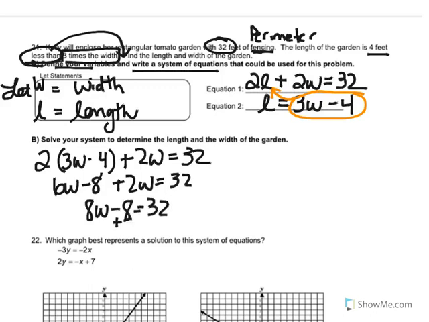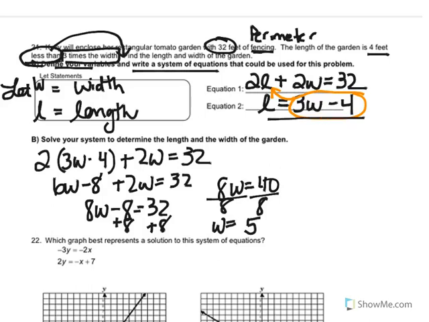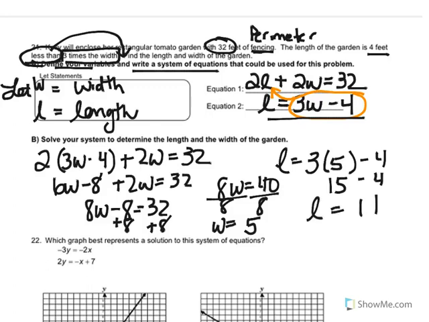Now I'm going to add 8 to both sides. So I have 8W equals 40. Divide by 8, and the width equals 5. Now remember, the length is 3 times the width minus 4. So L equals 3 times 5 minus 4. 15 minus 4, so the length equals 11. And there you go.